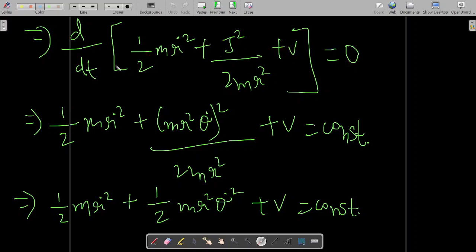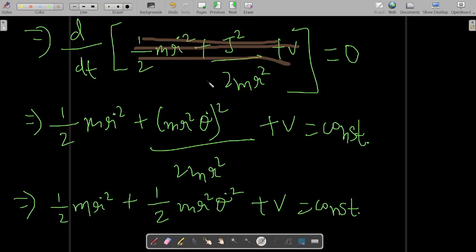Whenever the derivative of something is equal to 0, have a look at this entire expression from here till here. When we take its differentiation, it is coming out to be equal to 0. So this entire entity which I have marked inside the bracket must be a constant. Only then will its differentiation be 0. Differentiation will be 0 only if the entire entity inside the differentiation is constant. So this entity is constant.